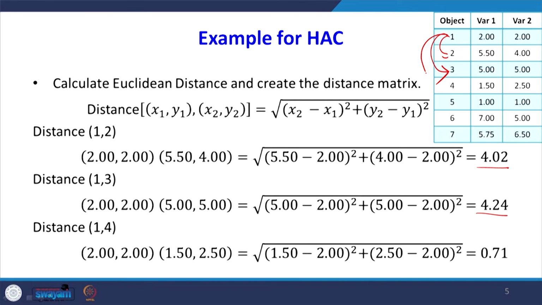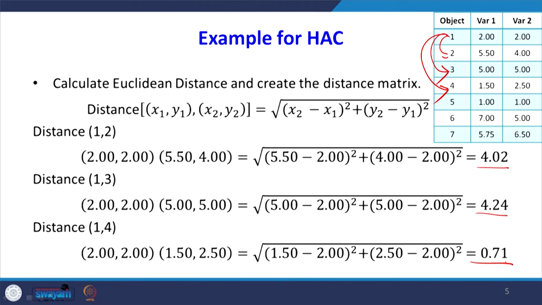Now, let us find the distance between 1 and 4. So, 2 comma 2 and 1.5 comma 2.5. So, the distance is 1.5 minus 2 whole square plus 2.5 minus 2 whole square, that is 0.71.